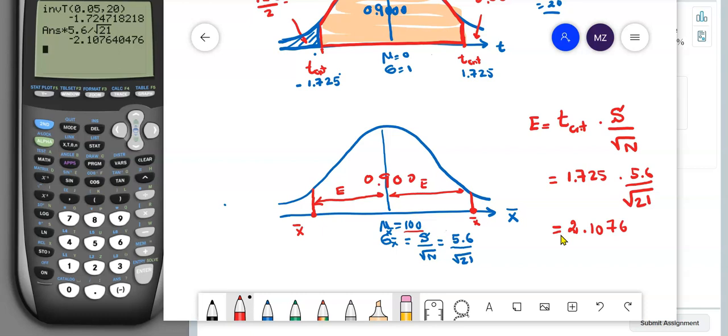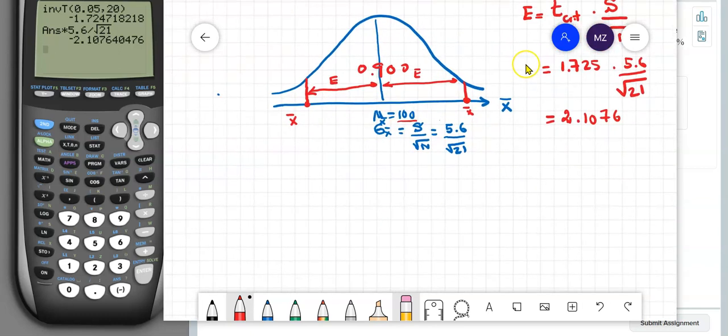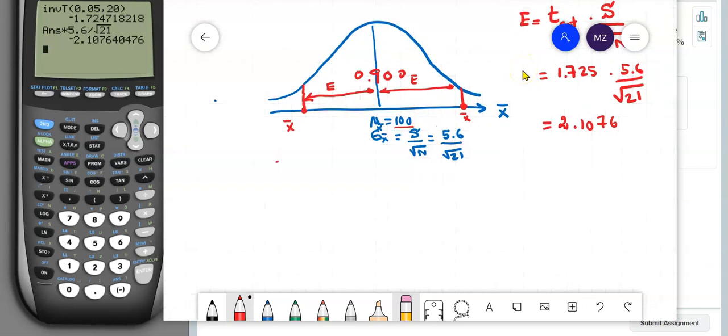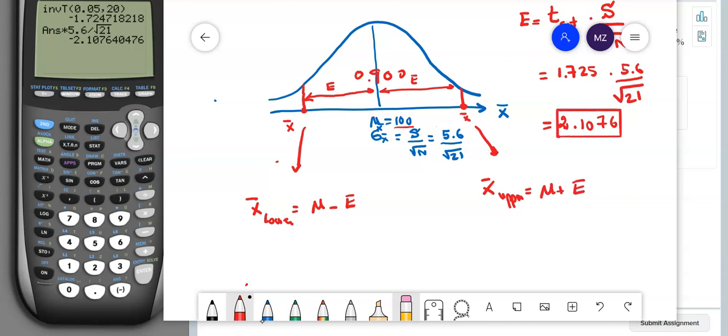So now, how can I get the two boundaries? This is the lower boundary, the x bar lower. This is going to be the mean minus the error. And the upper boundary, this is the x bar upper. This is going to be the mean plus the error. And remember the error, I'm taking it as a positive value, right? It's 2.107.